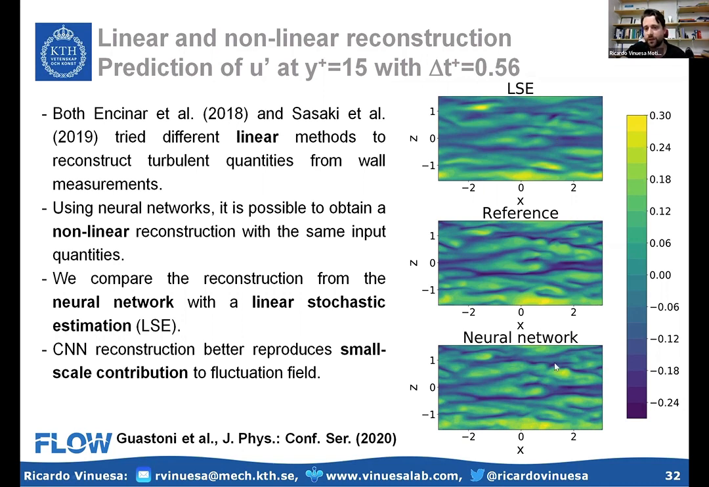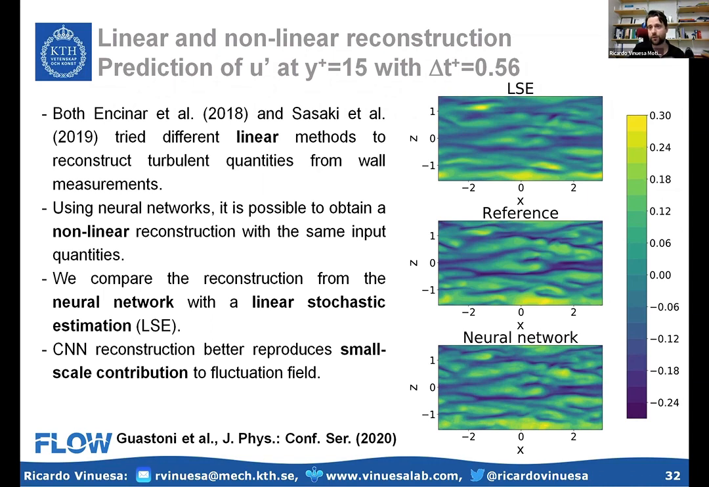What you can see is that the neural network agrees quite well with the reference, whereas the linear method attenuates significantly the intensity of the fluctuations, and it also smoothens the characteristics of the streaks, so you can see that the nonlinearities are not so well reproduced. So this is actually interesting. Again, these results can be observed in more detail in this reference over here. As expected, we can outperform the linear methods quite significantly by using CNNs, which can account for the nonlinearities of the flow.